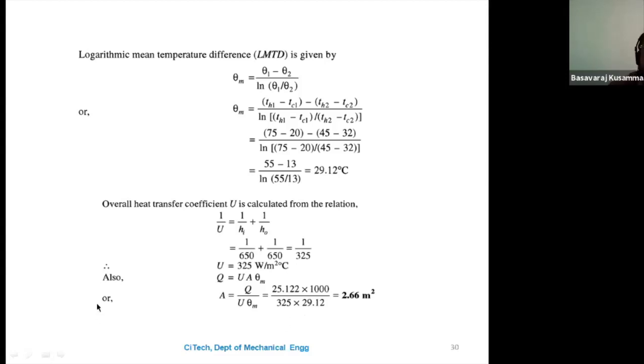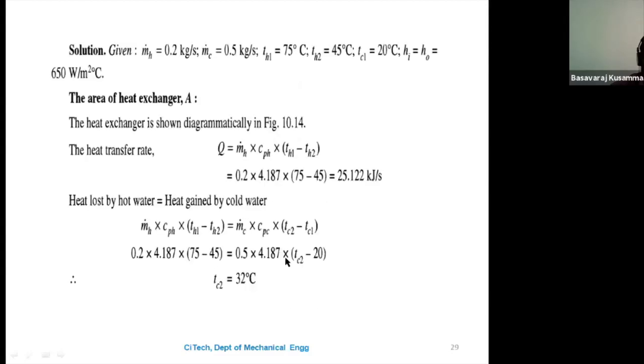So what you understood from this is that if the area is equal to 2.66 meter square, then only will you get the logarithmic temperature difference of 29.12, and the outlet temperature of the cold water will be 32 degrees Celsius. What happens if we want the outlet temperature of the cold water to be 40 degrees Celsius?